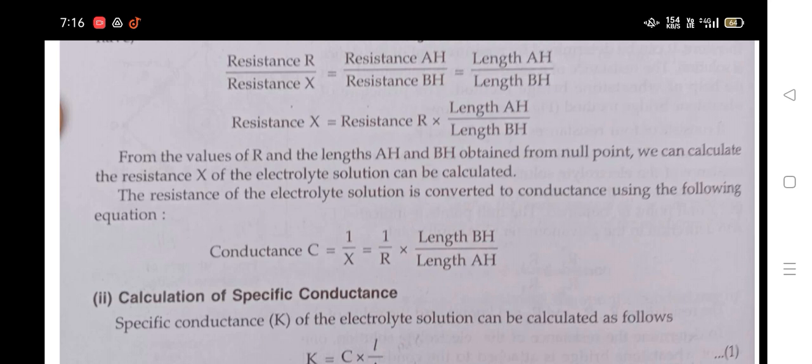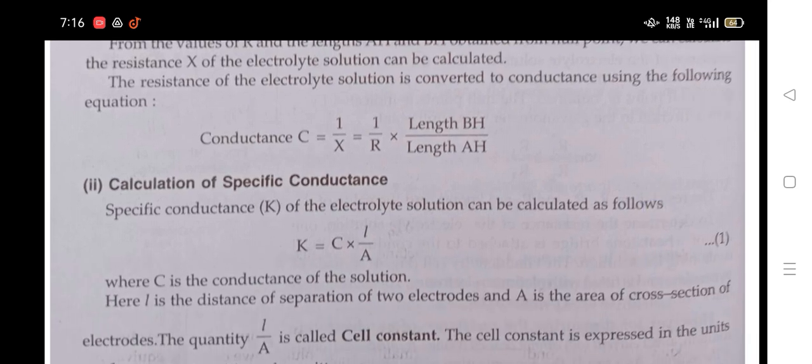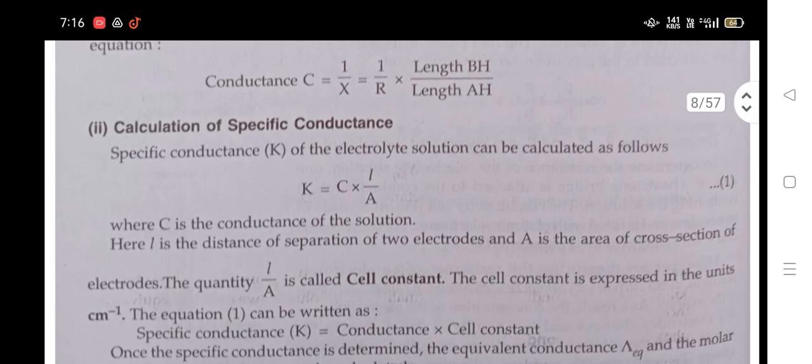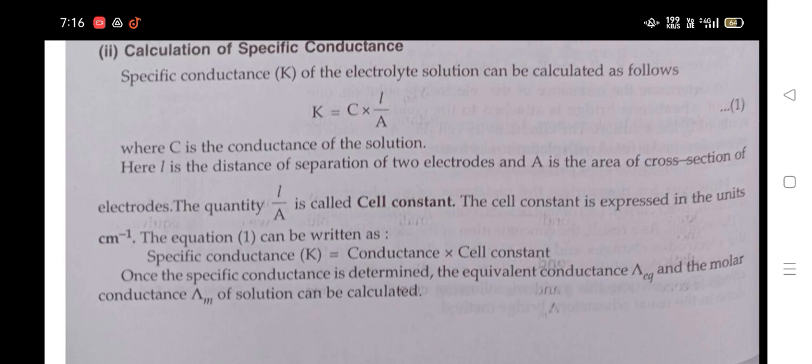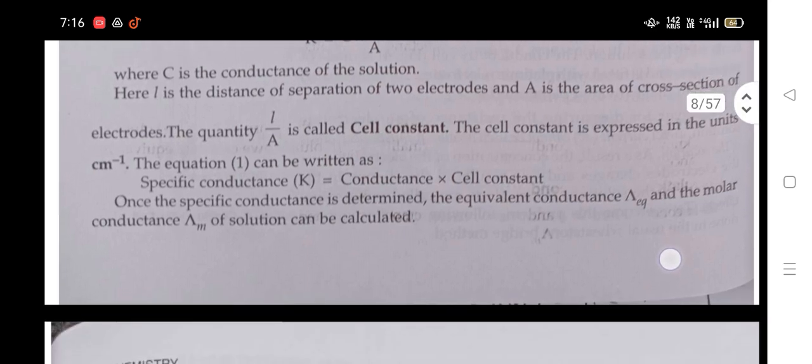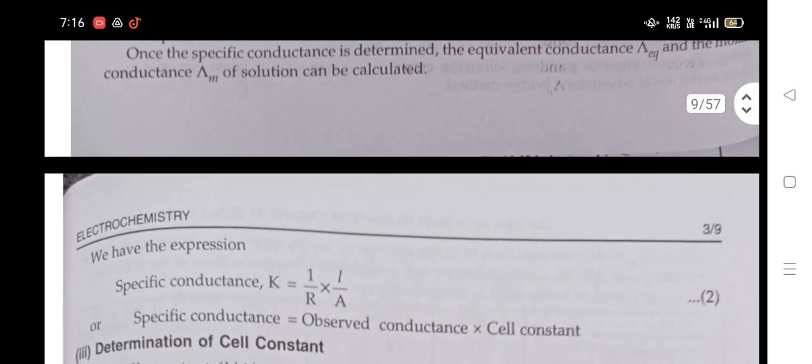Second, calculation of specific conductance. The specific conductance of the electrolyte solution can be calculated as kappa is equal to C multiplied by L upon A. C is the conductance of the solution, L is the distance of separation of the two electrodes, and A is the area of cross section of the electrodes. The quantity L by A is called the cell constant. The cell constant is expressed in the unit centimeter inverse. The equation can be written as kappa is equal to conductance multiplied by cell constant. Once the specific conductance is determined, the equivalent conductance and the molar conductance of the solution can be calculated.